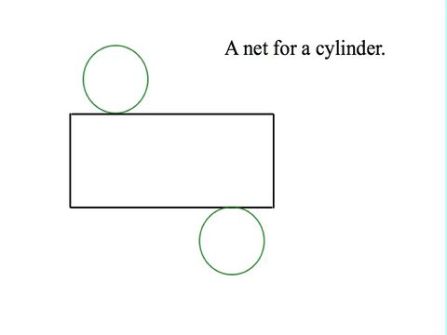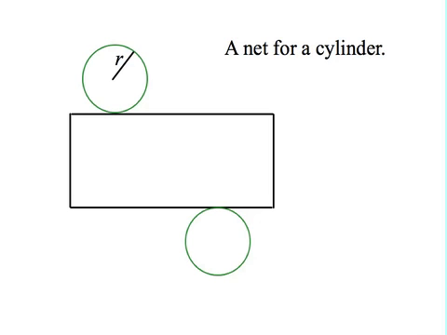Here's a net for a cylinder, a pair of circles with a rectangle in between. The rectangle is the lateral surface area, and that's what you would get if you could unroll a cylinder. It's also what you get if you carefully take the paper label off of a can.